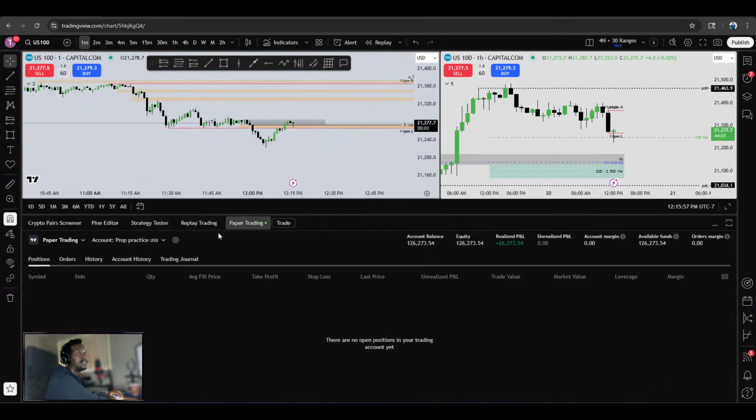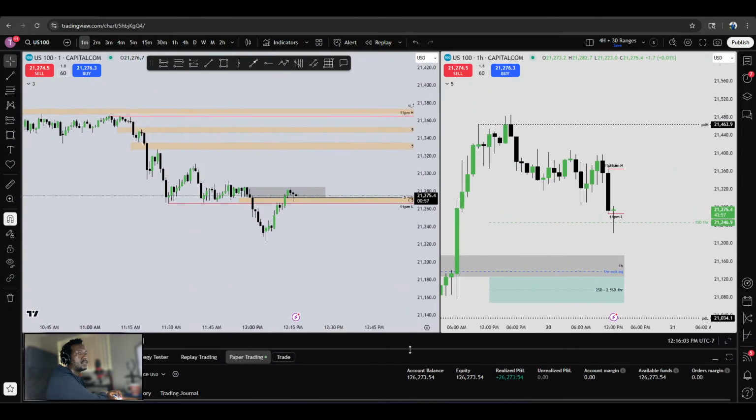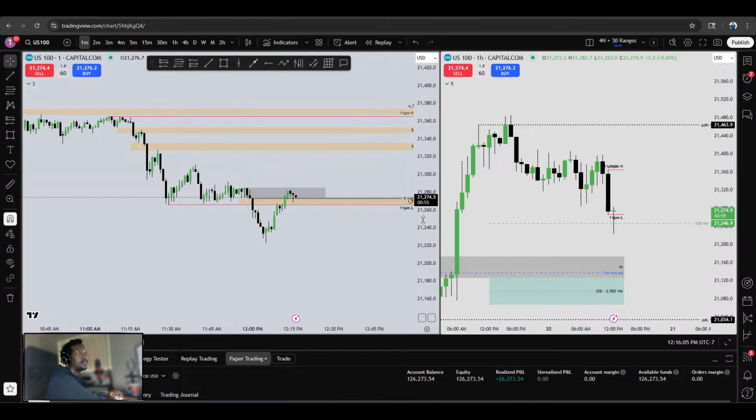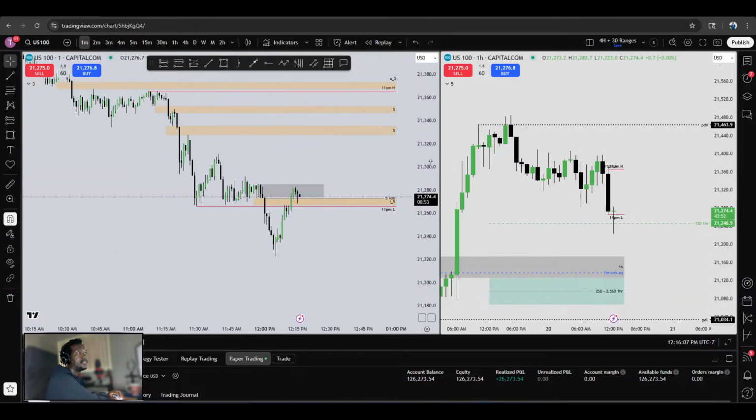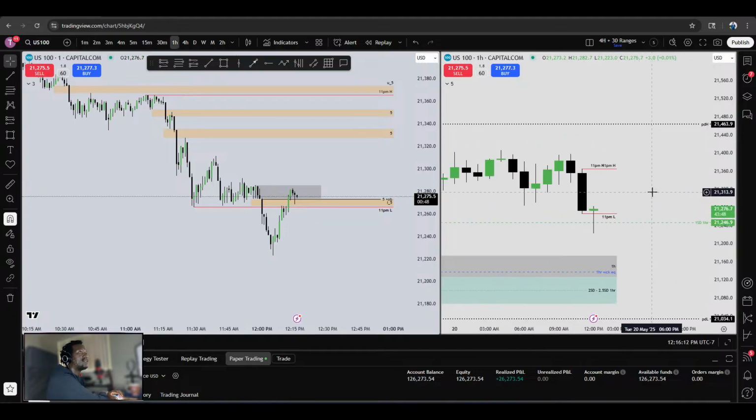What is our equity right now? 26k, 126. Could today be the day that we go above that equity high? We'll see. We're now inside of that previous whatever range.